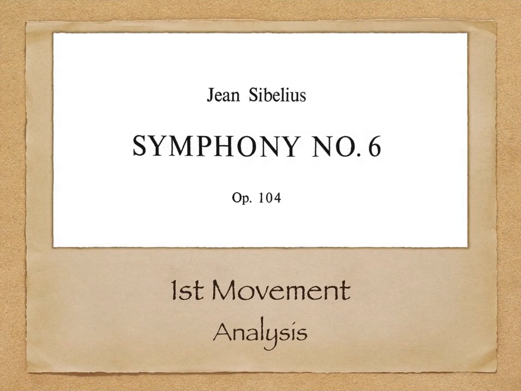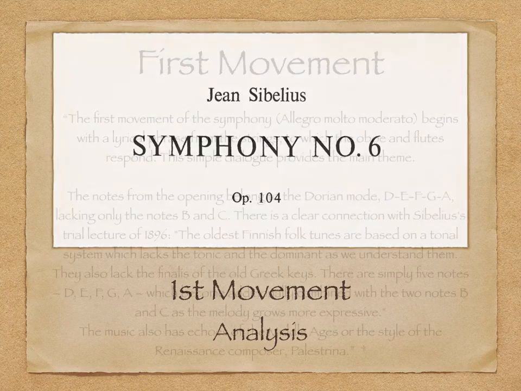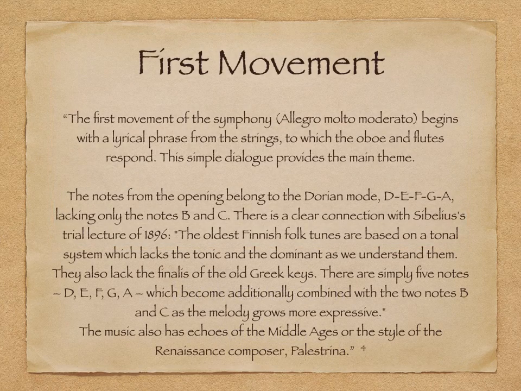Now we'll get on with my analysis of the first movement. The first movement of the symphony, Allegro molto moderato, begins with a lyrical phrase from the strings, to which the oboe and flutes respond. This simple dialogue provides the main theme.